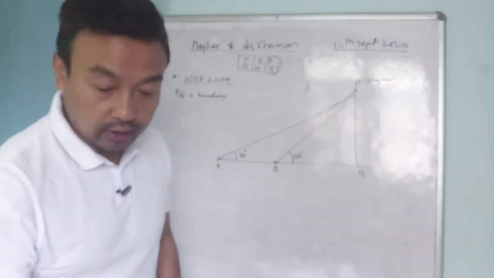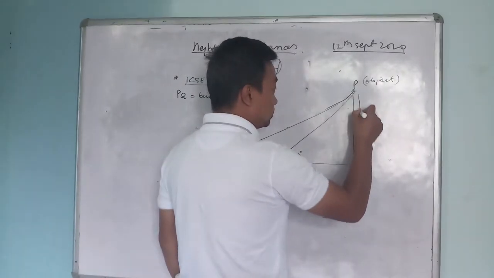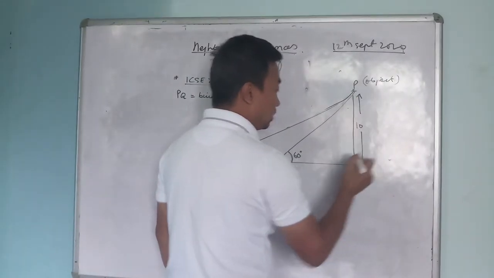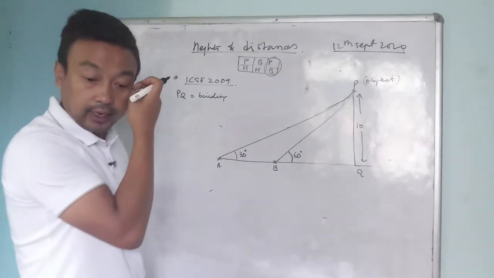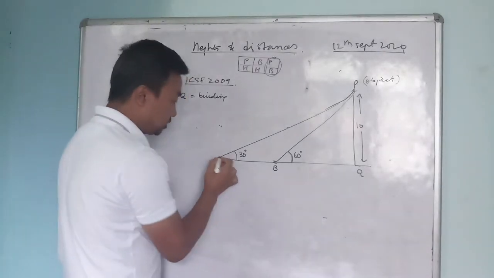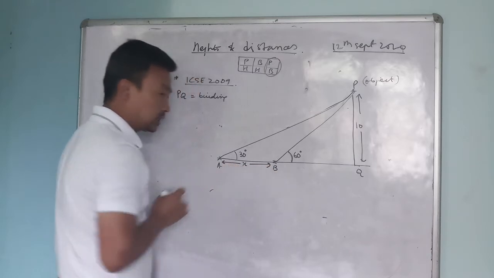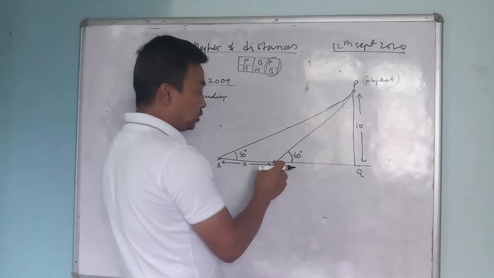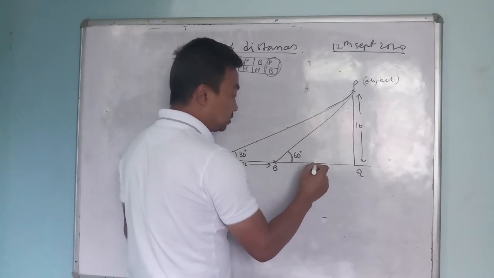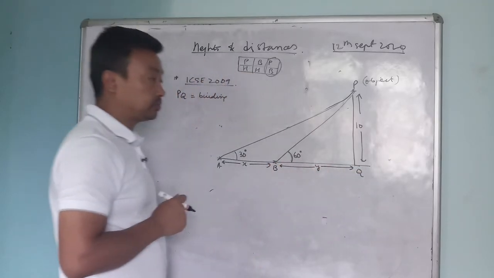And the height of the building is given to you, 10 meter. The question says find the distance between A and B, correct to 2 decimal places. Let us say the distance between A and B we can take as x, any term you can use. The distance between the point B and the base of the building is not given. Let us take it as y. This also will be required.